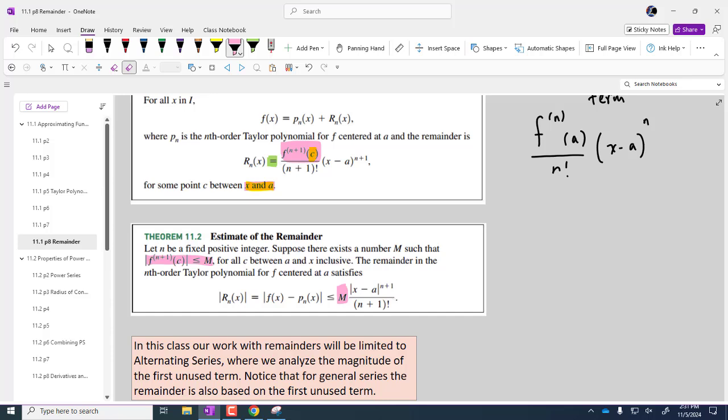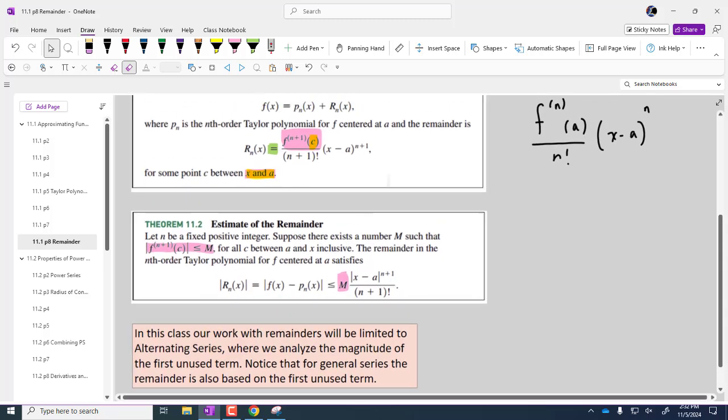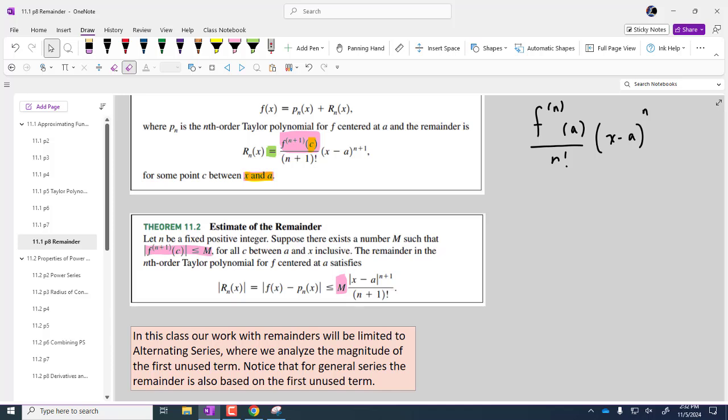So this is the generalization of that alternating series remainder. In this class, the alternating series is what we are going to primarily focus on for remainders. This is more conceptual for us. Other classes will get into the weeds on this. In here, we're just going to say, notice, it's kind of like the alternating series remainder, where you just look at the first unused term. That's the only thing we want you to get out of it at this moment. All right, so that is the idea with remainders.